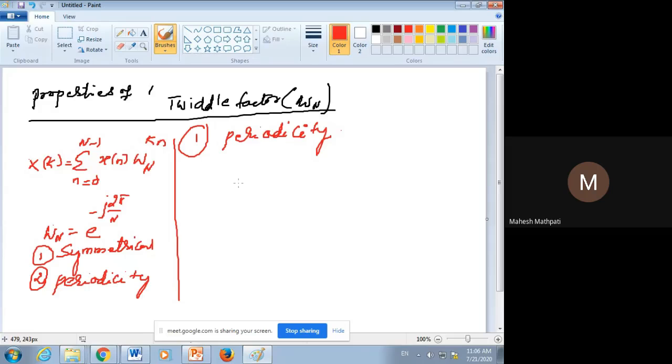Periodicity property of twiddle factor. Just write a statement. The statement is Wn to the power k plus N is equal to Wn to the power k. Already we have seen the periodicity property of DFT. What was it there? Can anyone tell me what is the periodicity property of DFT? Statement.